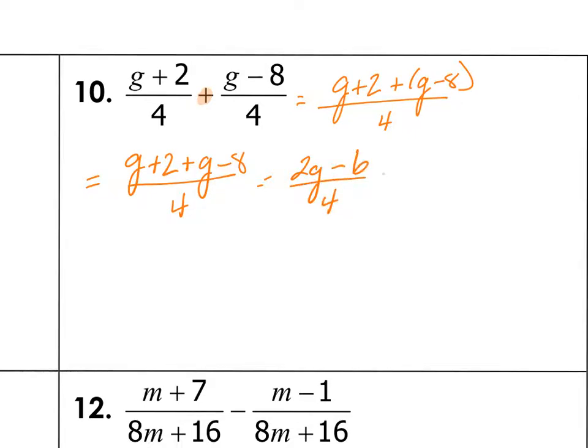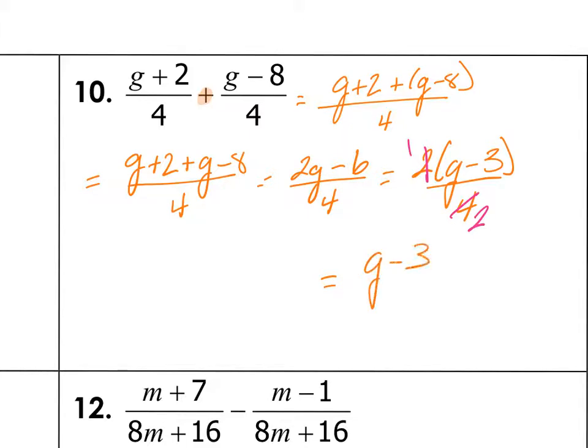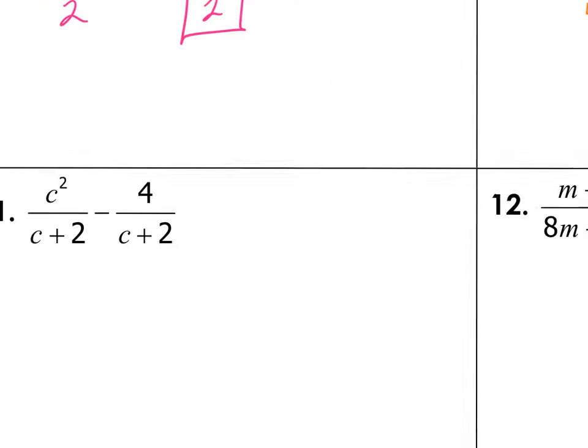Now I can factor the top, and I can factor a 2 out. So I've got g minus 3 all over 4. And I know 2 goes into 2 once and into 4 2 times. So my final answer should be g minus 3 divided by 2. Okay, good job. 2 more problems and we'll go on and do some practice problems.